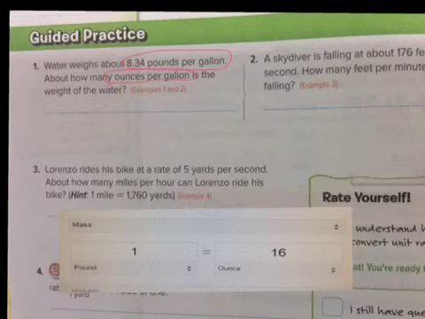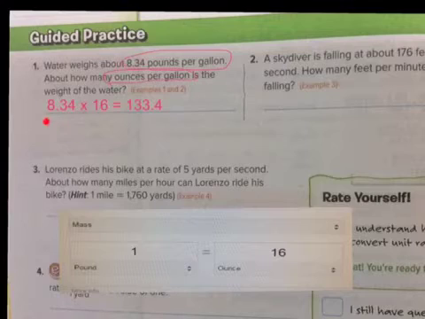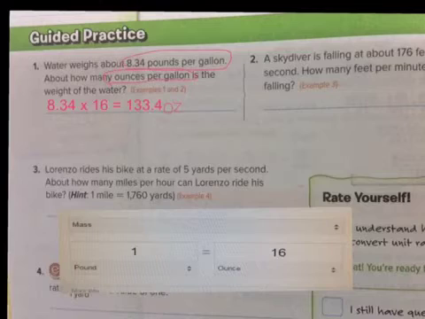So we know that 1 pound is 16 ounces, so we simply just have to multiply the pounds times 16. So 8.34 times 16 equals 133.4. This is ounces per gallon. So you would have to write the unit, which is ounces, OZ, per gallon. And that's how we write the unit. Okay, let's go on to number 2.